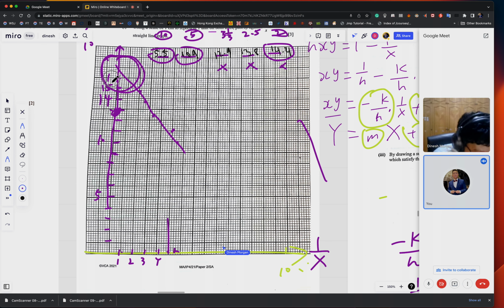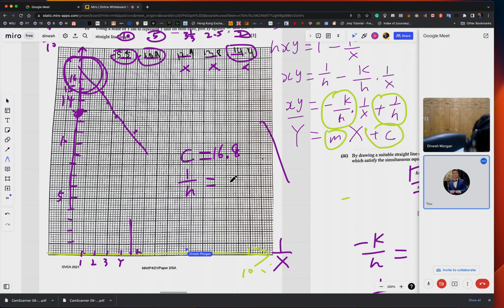So this is 15. This is 16. Probably our y-intercept is 16.8 here, which is our 1 over h. So 1 over h is 16.8, so my h is 1 over 16.8. That's how you get your h. Make sense? Then the gradient. For the gradient, you need to pick 2 points. Which 2 points do you want to pick? Actually the further apart the 2 points, the better the accuracy.